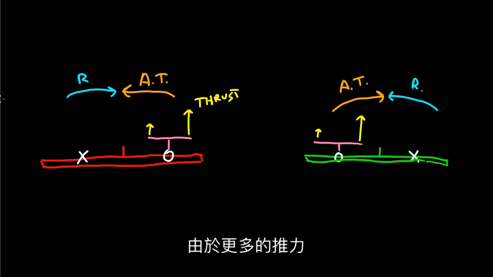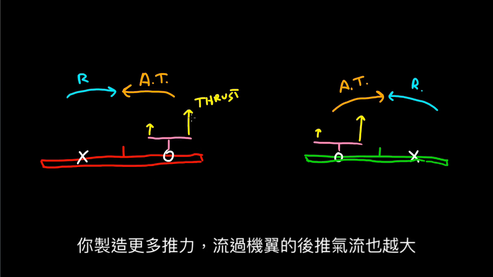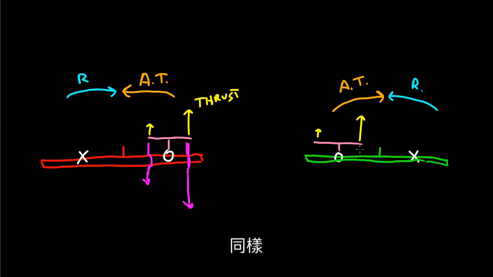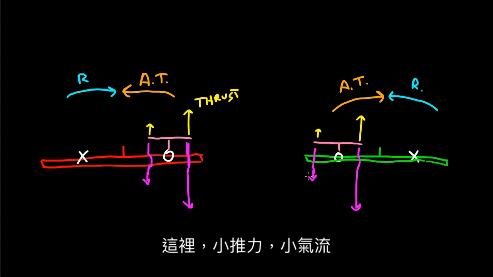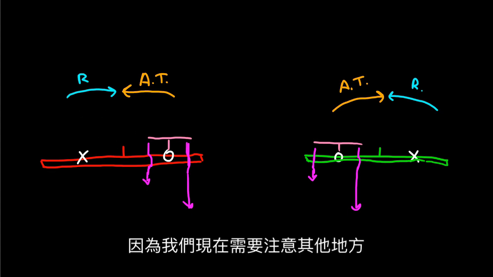A result of generating more thrust is that you're going to also generate more backwards airflow. So when you generate more thrust here, you generate lots and lots of backwards airflow going over the wing, right there. And similarly, you generate just a little bit of backwards airflow going over the wing there. Same way, lots of thrust means lots of backwards airflow. And here, a little bit of thrust means a little bit of backwards airflow. Now, we don't need the thrust arrows anymore. We can get rid of them, because this is what we're going to be focusing on.